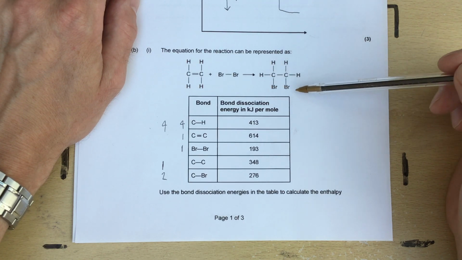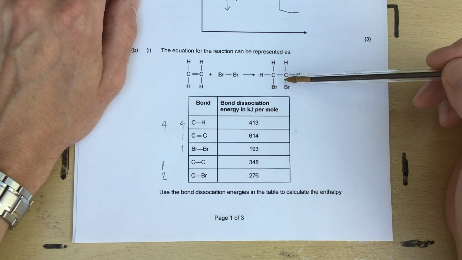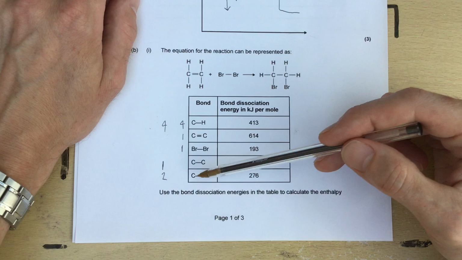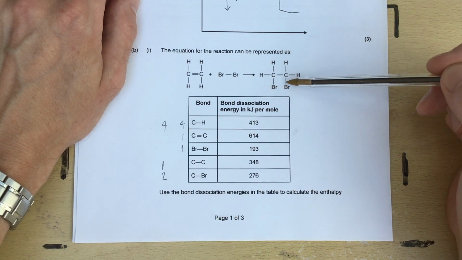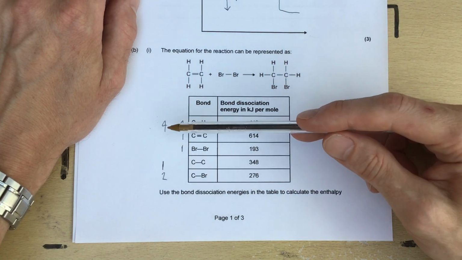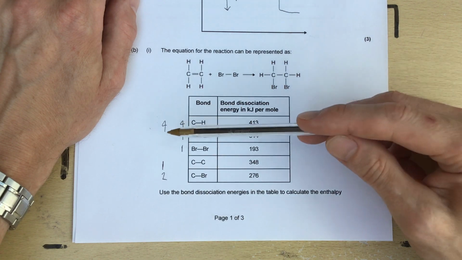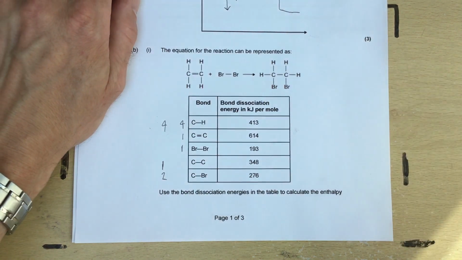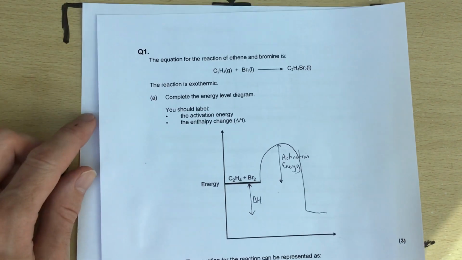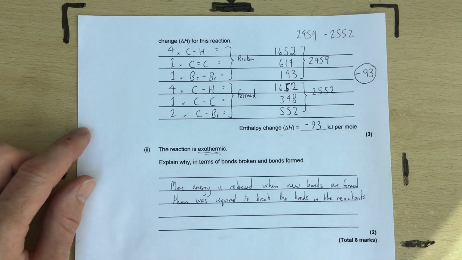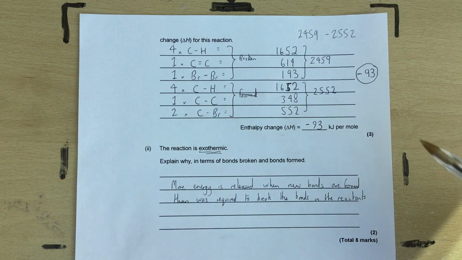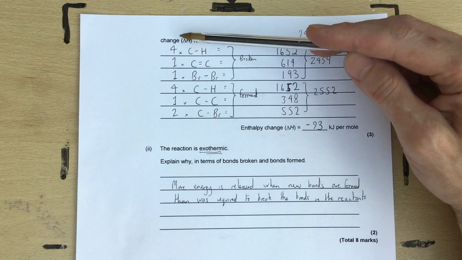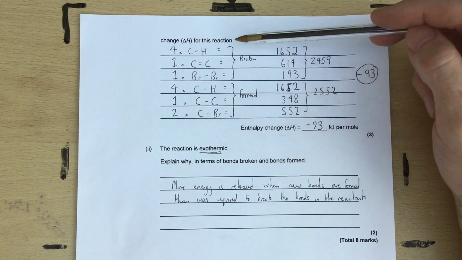On the product side, we've got 1 carbon-carbon bond. We've got 2 carbon-bromine bonds. 1, 2. And we've got, again, 4 carbon-hydrogen bonds. So we've listed all the bonds and we know how many bonds of each type there are. And there's your question. Pretty standard. Calculate the enthalpy change. That's the symbol for the enthalpy change, the energy change for the reaction.